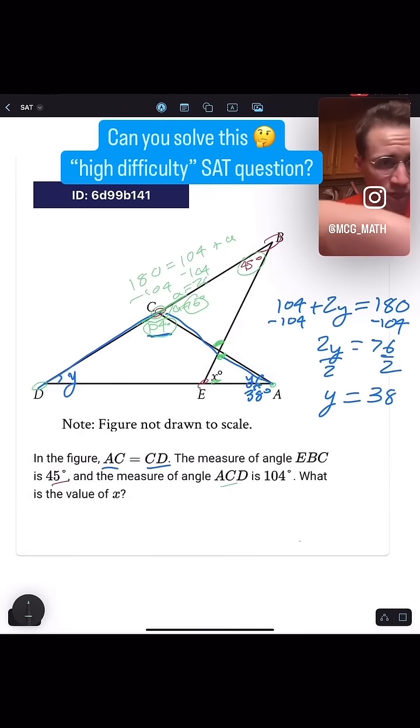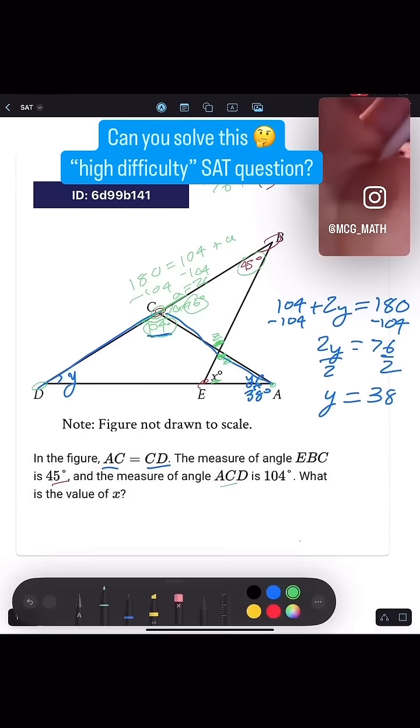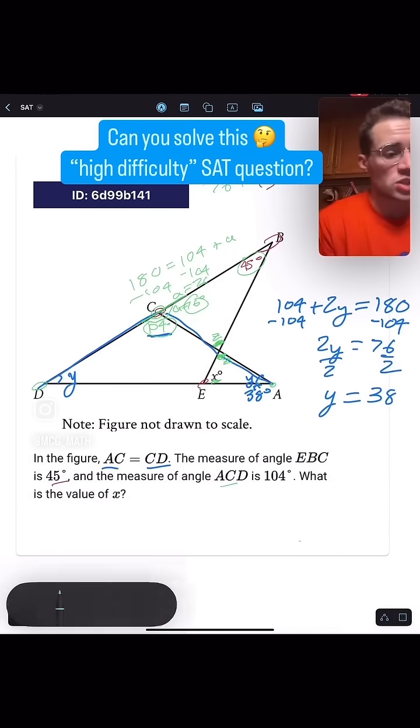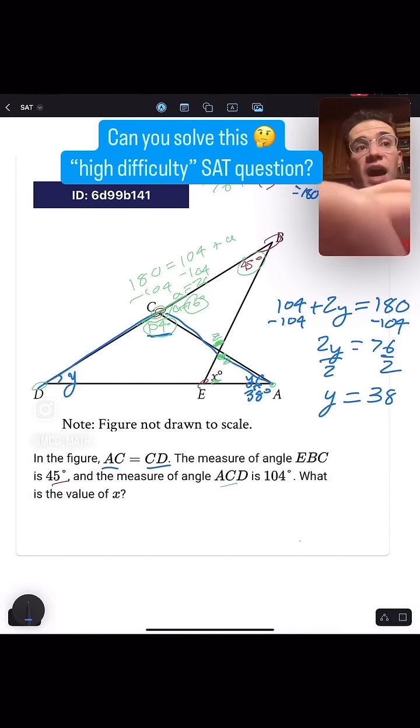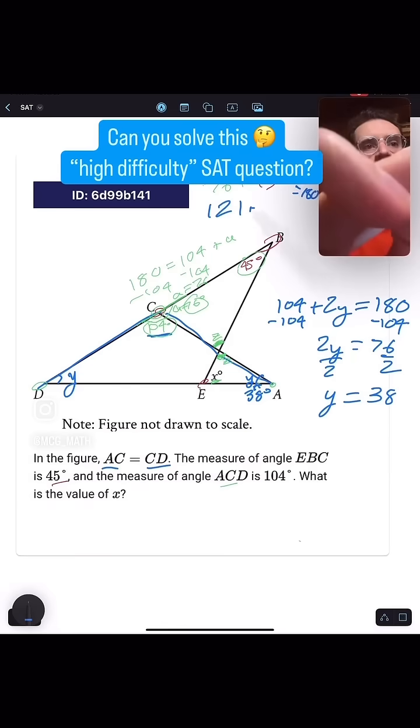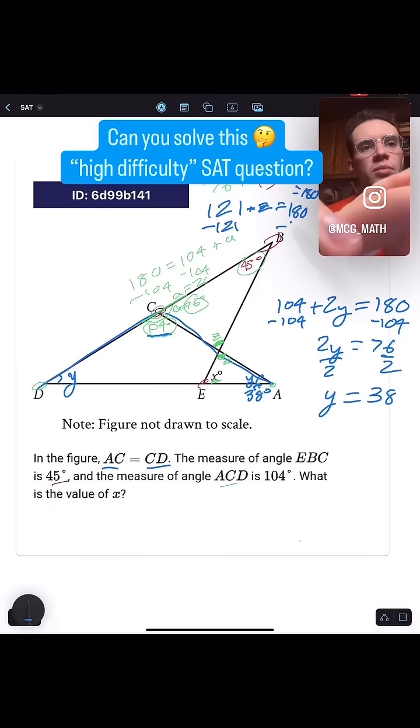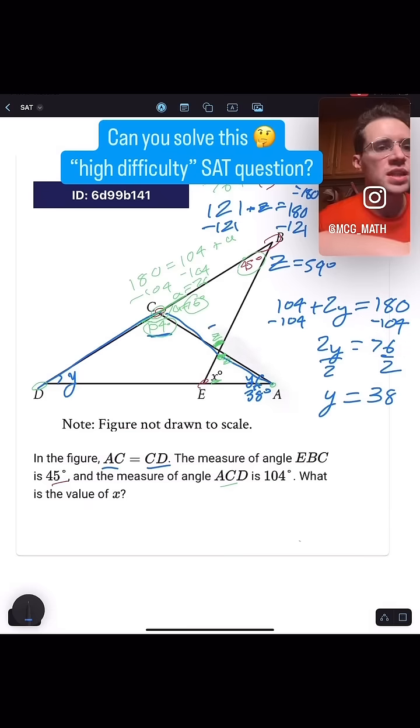This angle we don't know. We can call that one Z. 76 plus 45 plus Z would add up to 180. It's also a triangle. 76 plus 45 would give us 121, plus Z equals 180. To get Z alone, you just subtract 121 from both sides. That gives us that Z is equal to 59 degrees. This Z is 59 degrees, then the Z across from it is also 59 degrees.